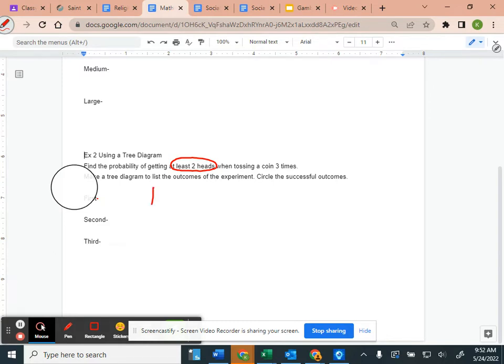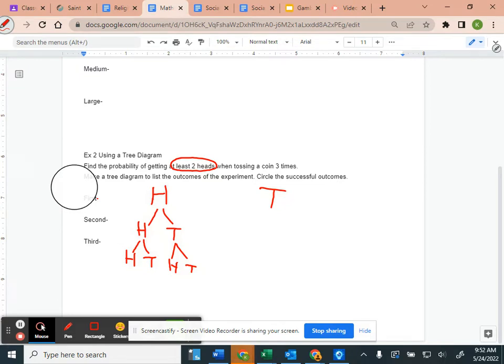Mia, heads or tails? So if I tossed my coin and it landed on heads the first time, what are my options for my second time? Anthony? Heads or tails? What would be my options for the third toss? So look at how I'm breaking it up here. I have heads, and then my second toss could be heads or tails. So if I landed on heads and I landed on heads, then I could land on heads or tails. If I landed on heads, then I landed on tails, I could land on heads or tails. See how we did that?